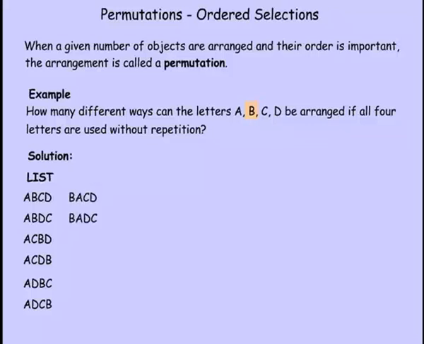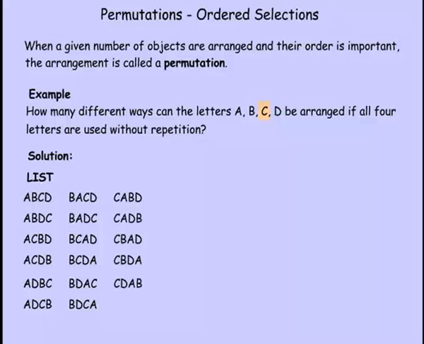BACD, BADC, BCAD, then BCDA, and then moving on to BD, BDAC, BDCA. So we've used up all the B's at the start. We move on to C, and this is the results we're going to get. That exhausts the C's to start with, and finally starting with D's. So how many different ways? If we count them up, there are in fact 24 ways of that happening.